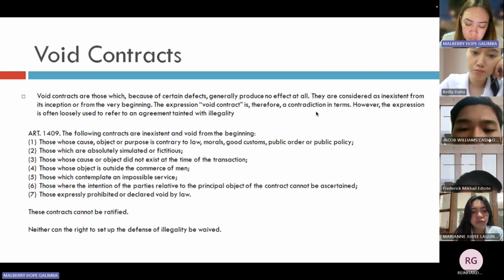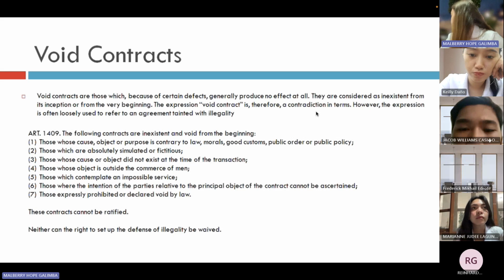Number five, those which contemplate an impossible service. For example, you hire somebody, you execute a contract of employment, and one of the obligations of the obligor is to perform an impossible service, such as, I want you to carry the Xavier Chapel. That is impossible, that is a void contract because of impossible service. It contemplates an impossible service.